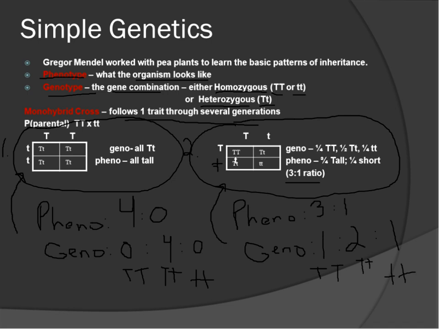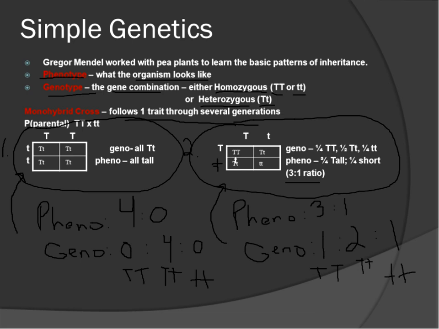I got 1 big T, big T. I got 2 big T, little t's. And I got 1 little t, little t. So it should be 1 to 2 to 1. So good job, Alana, for fixing that.